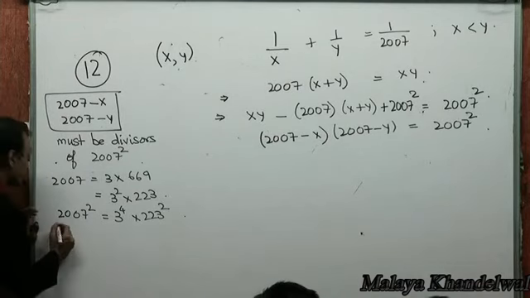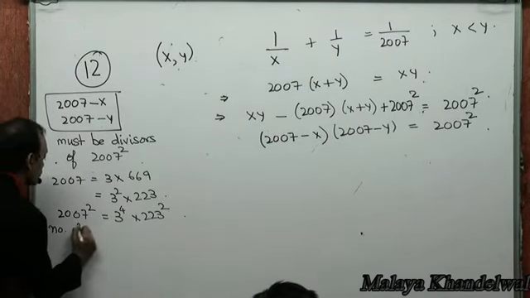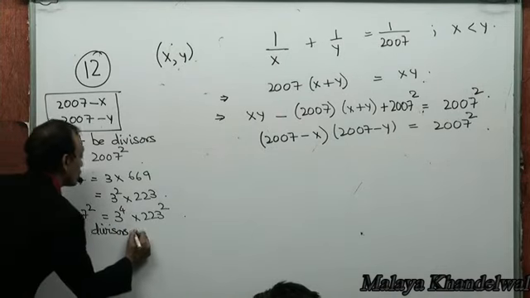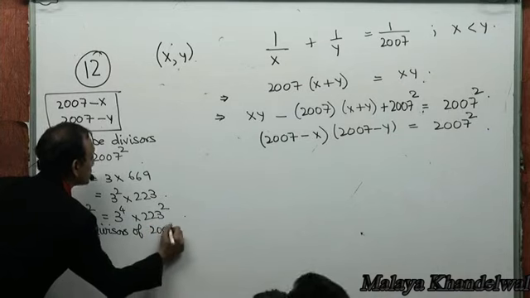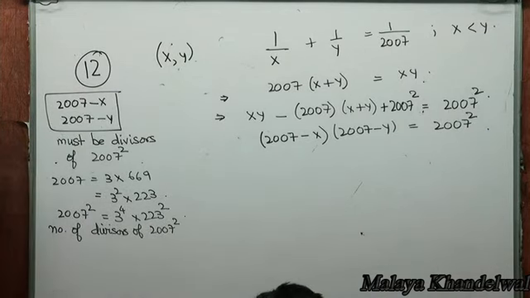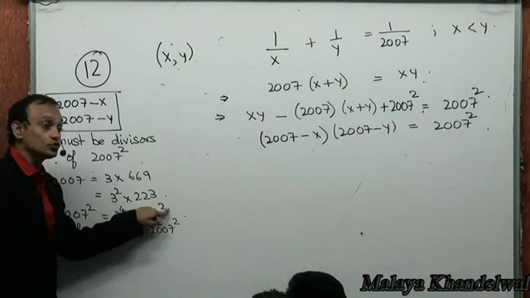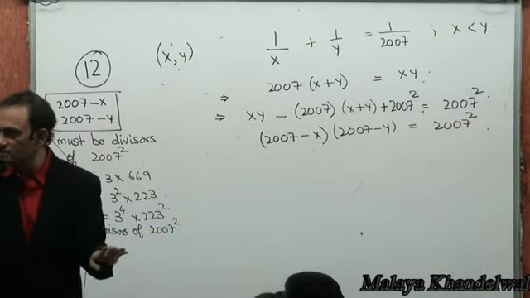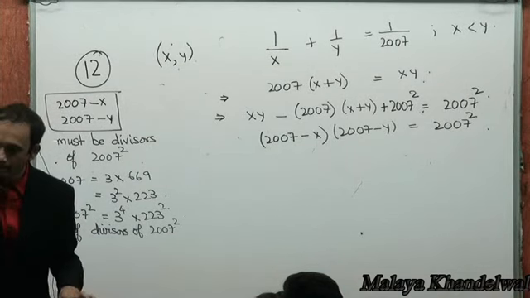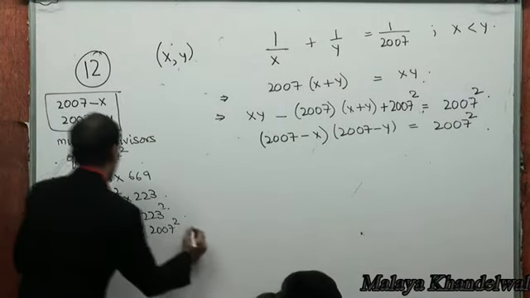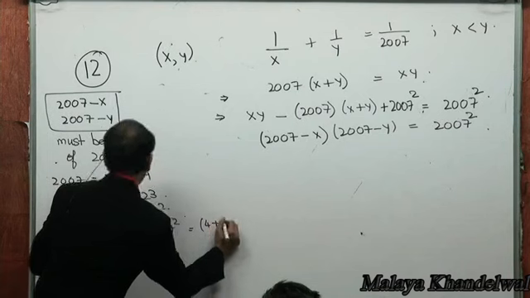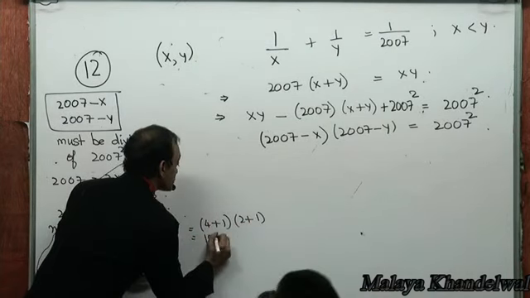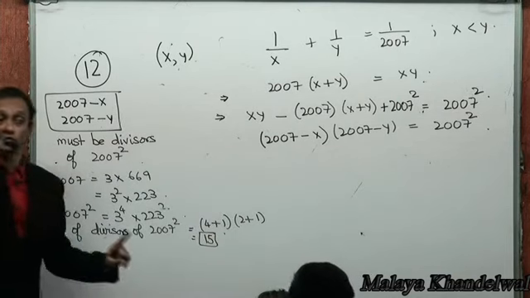So the number of divisors of 2007 squared now is going to be 5 into 3, that is (4 plus 1) into (2 plus 1). Have I not told you the number of divisors, the number of factors of a given number? It is (4 plus 1) into (2 plus 1), which is 15 divisors. Yes or no?